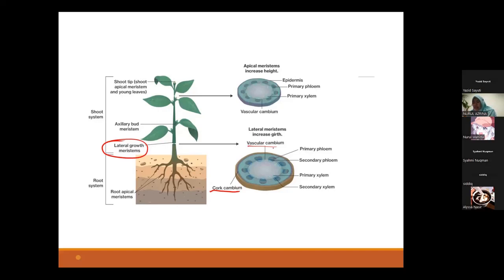And vascular cambium will develop into the secondary xylem or secondary phloem. That's why you can see, nampak tak sini? This is vascular bundle. So dia ada cambium. So as the cambium divides, then you will have secondary xylem and also secondary phloem. So thus your plant will become bigger in terms of width.